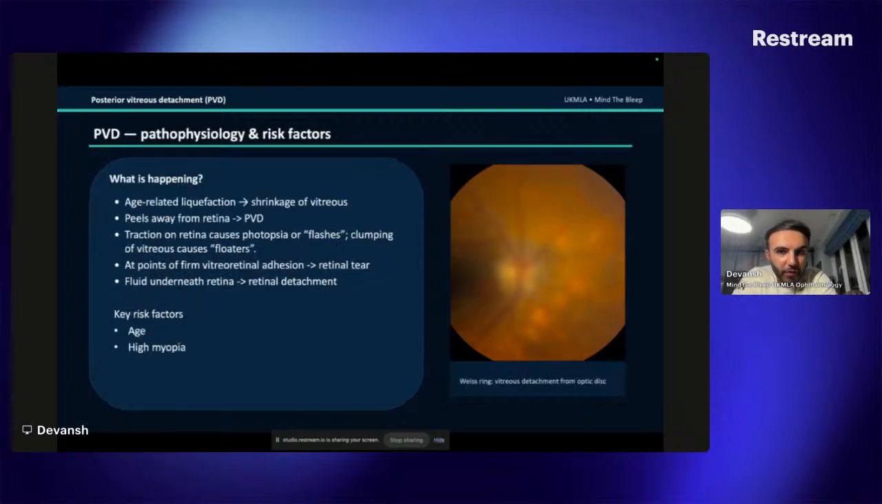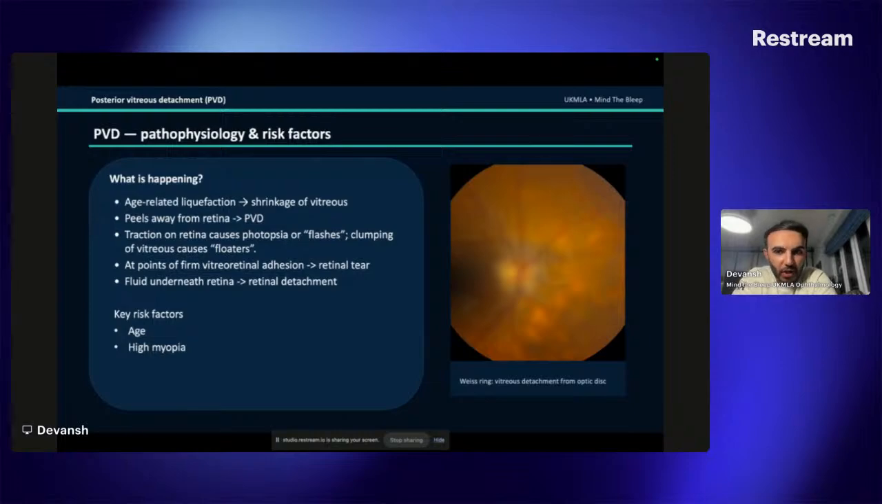So a bit about the pathophysiology for posterior vitreous detachment. Why does this happen and what are the risk factors? Let's delve into that. So the key risk factors are age and being very, very nearsighted, what we call high myopia. We'll talk about why.